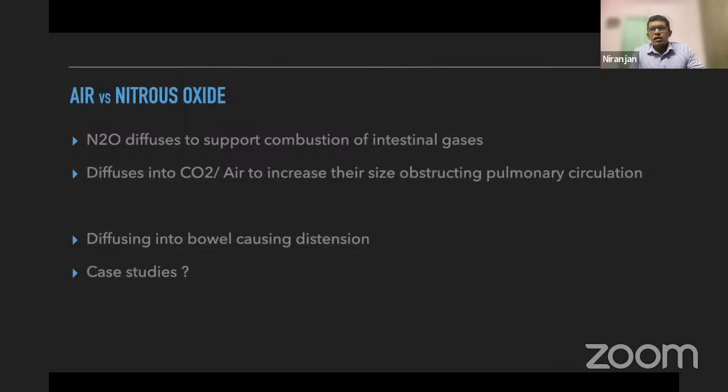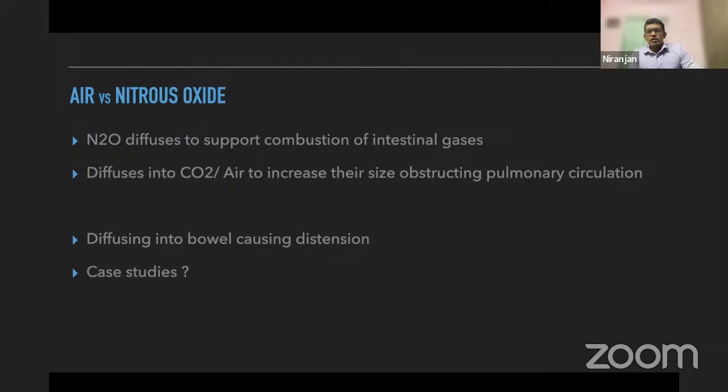So again, one other thing we should know is whether we can go for medical grade air or nitrous oxide. There's a theoretical possibility of nitrous oxide diffusing into the intestinal gases and causing its combustion. And also, there's a possibility of carbon dioxide size increasing because of diffusion. From the surgical point of view, diffusion of nitrous oxide into the bowel can cause its distension, especially in prolonged surgeries, which can interfere with the surgical field.